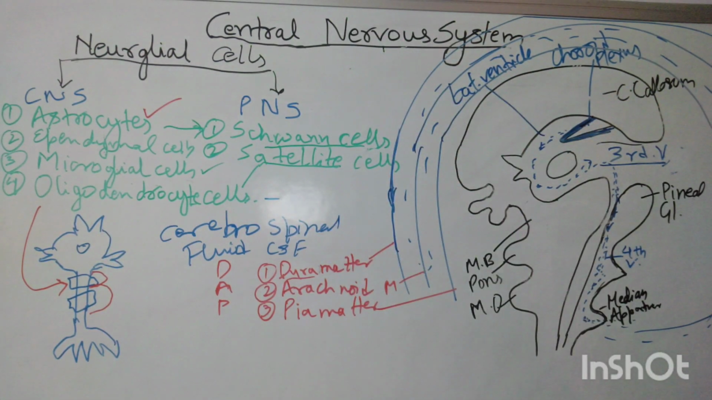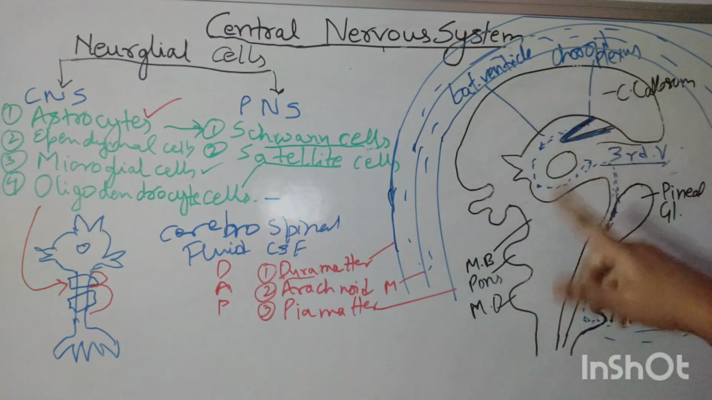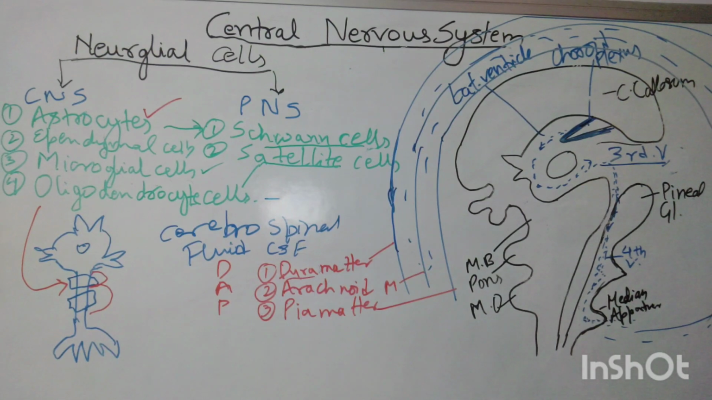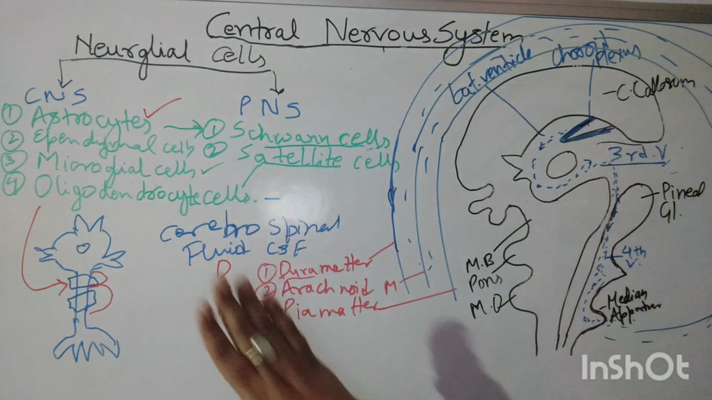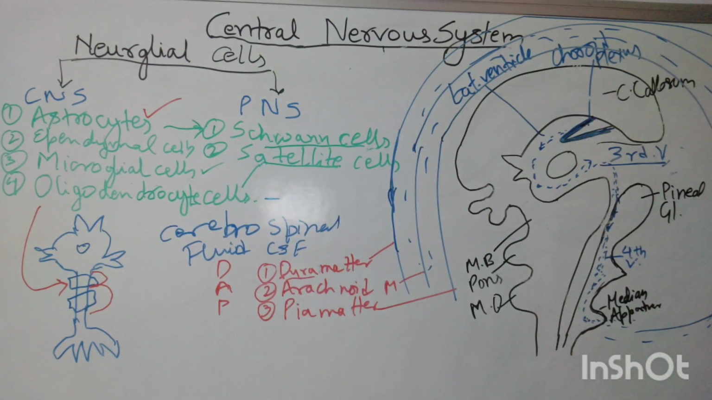Whenever there is an injury in the brain, this CSF maintains and protects it. It is a protective liquid, we can say it gives protection to the brain. The three layers we have discussed, and this structure we have discussed. Up to this we have discussed the neurons, neuroglial cells and the structures of the brain. Now we will discuss the lobes of the brain.